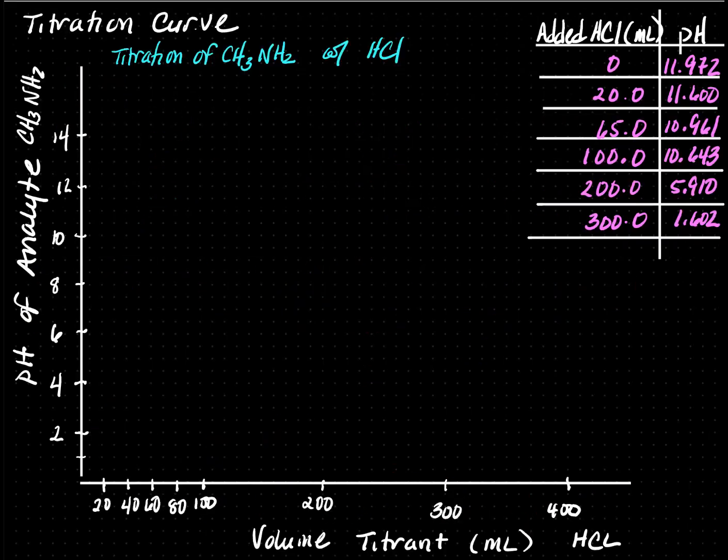Now we're going to plot our titration curve. The volume of titrant is the strong acid that is being added to the weak base, and the analyte is the weak base. So we made these calculations at certain points where HCl was added to the weak base, and those were the pH values that we obtained.